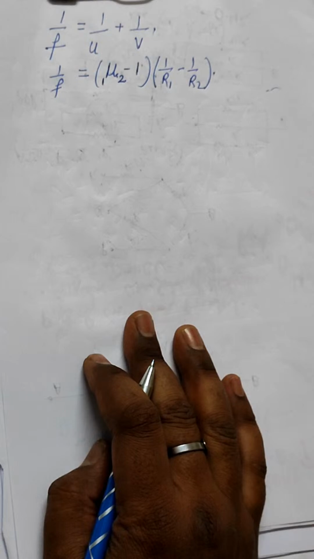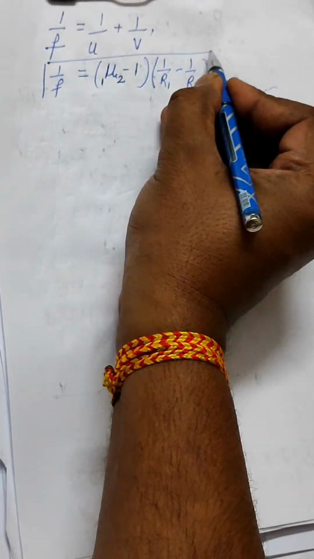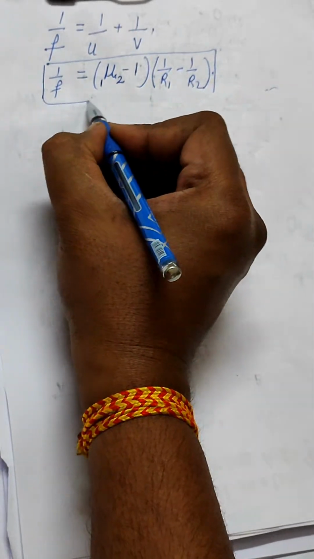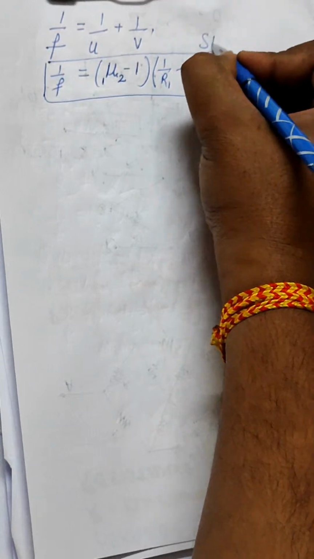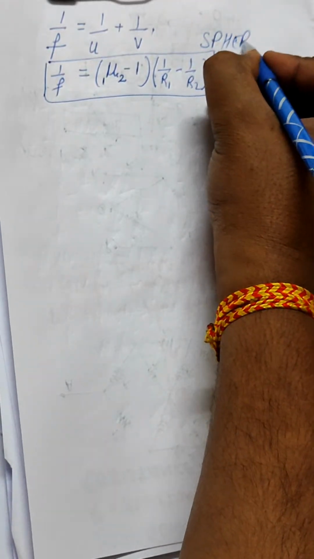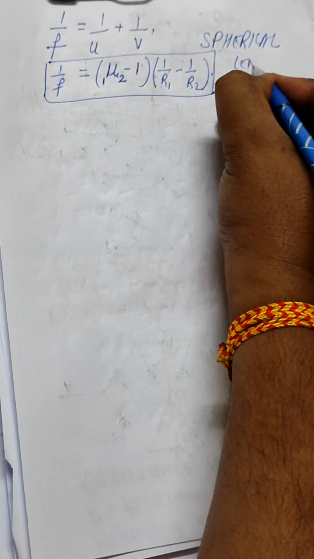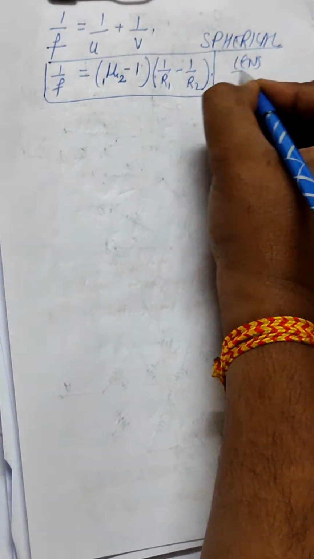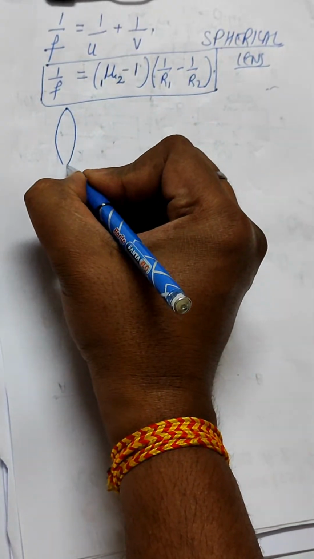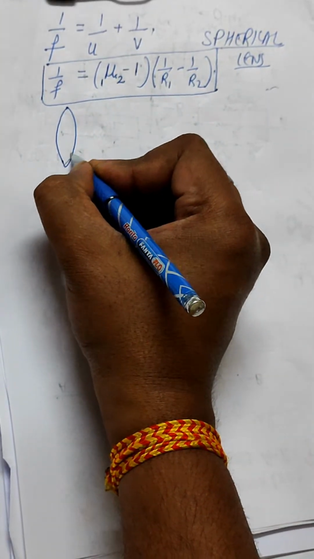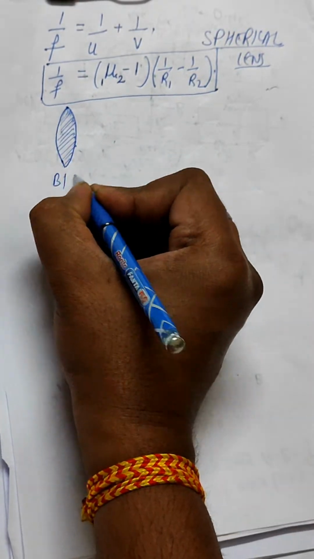So this formula will be followed for any spherical lens, right? So here if it's a biconvex lens, it's like this. It's a biconvex.